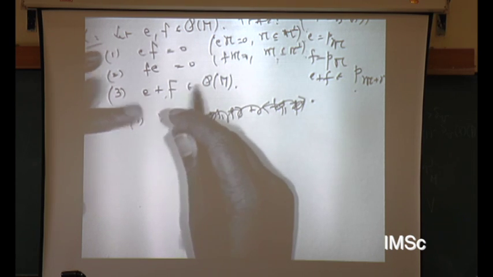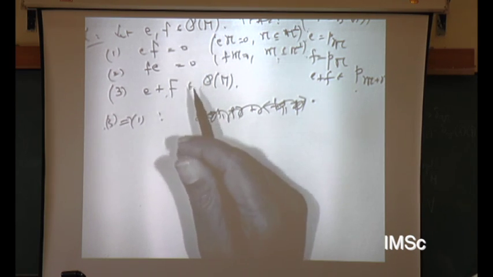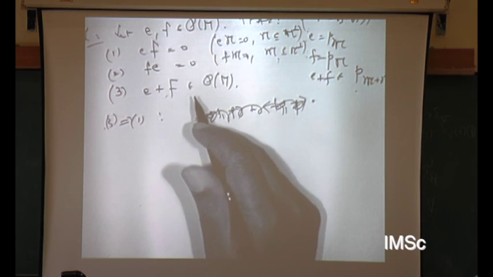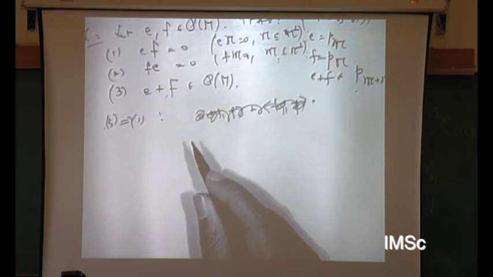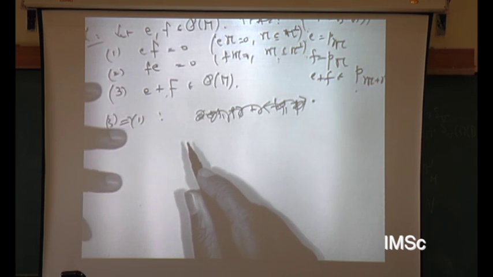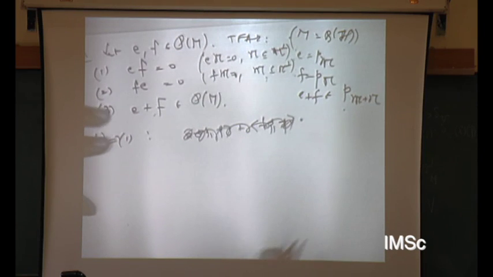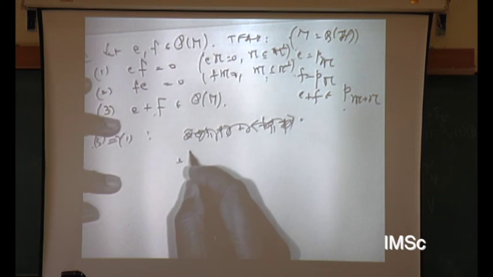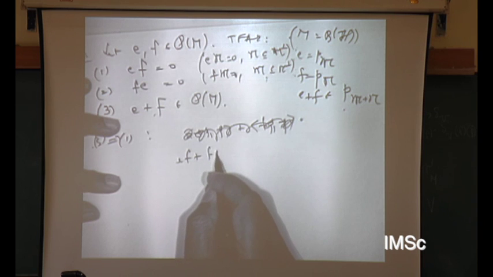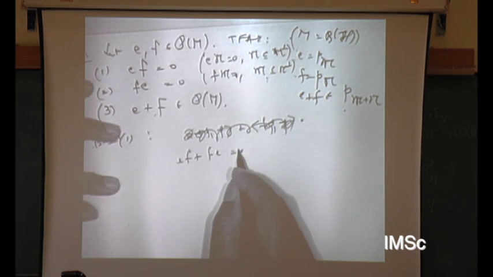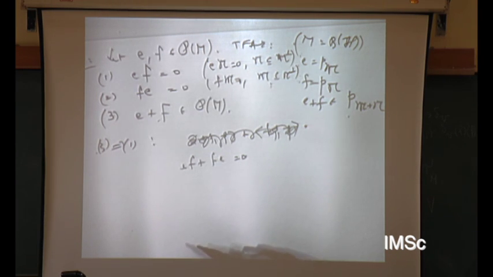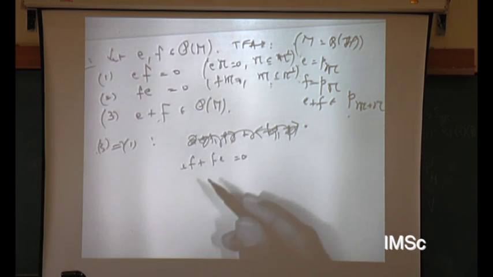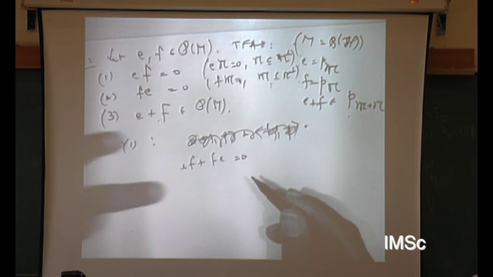So what will that say? That will say EF plus FE must be 0. And if you see, EF plus FE is 0. Let us multiply this on the left. Then E plus F whole square is E square plus F square, and E plus F whole square. That is how I got this equation.